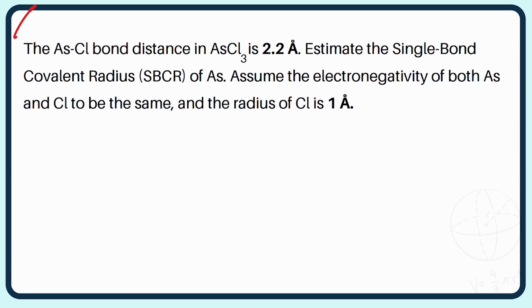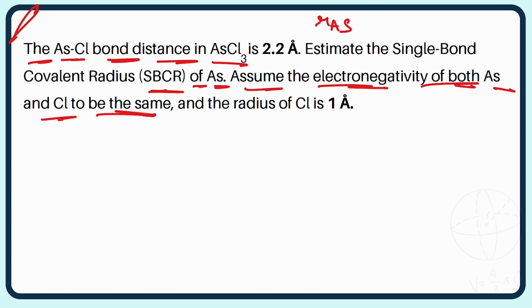Okay, let's move to the last question. The As-Cl bond distance in AsCl3 is 2.2 angstrom. Estimate the single bond covalent radius, known as SBCR, of As. Okay, we have to find the R of As, to be simple. Assume the electronegativity of both As and Cl to be the same, that is delta X is equal to 0 here, and the radius of Cl is 1 angstrom. Okay, very simple question. D of AB will be equal to what?